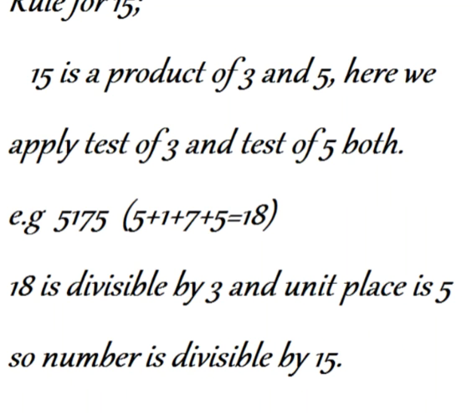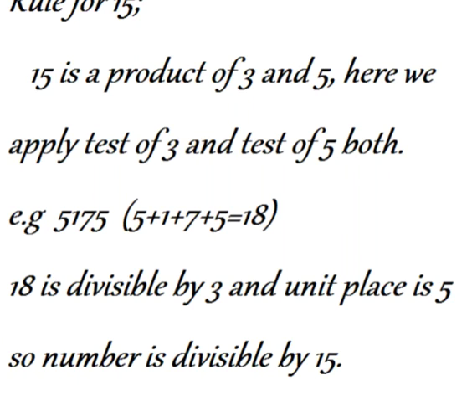Rule for 15. 15 is a product of 3 and 5. Here we apply the test of 3 and the test of 5 both. Test of 3 is that the sum of digits of a number should be divisible by 3, and test of 5 is that the last digit of a number is 0 or 5.